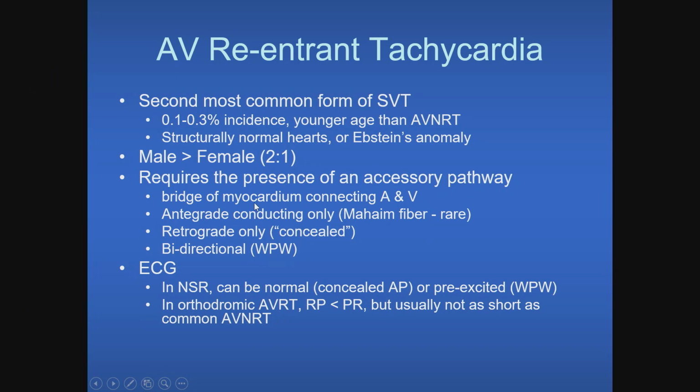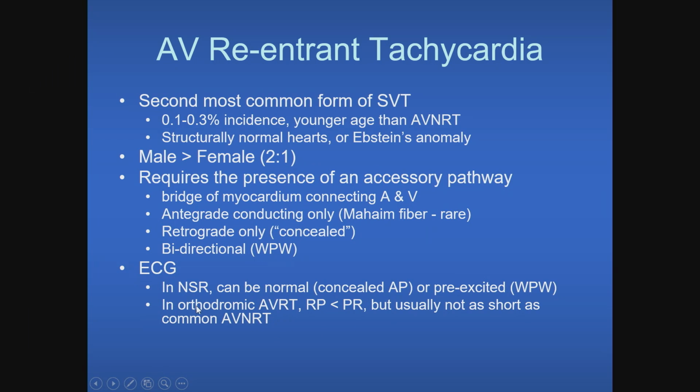An accessory pathway is a bridge of myocardium that connects the atrium and the ventricle. They can be antegrade conducting only, which is very rare and is called a Mahaim fiber. They can be retrograde only, which is called concealed. These are the most common, actually. And then they can be bidirectional, where they produce a delta wave on the surface ECG, which we call Wolff-Parkinson-White syndrome. In sinus rhythm, the ECG can be normal if there's a concealed accessory pathway, or you can see pre-excitation or a delta wave in Wolff-Parkinson-White.